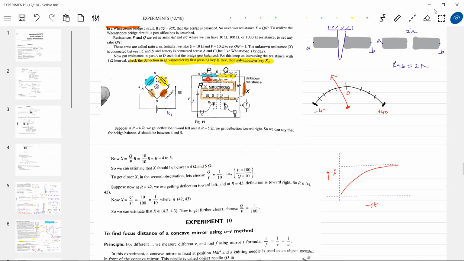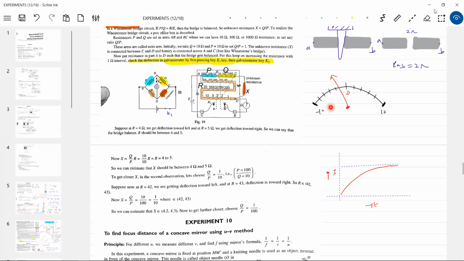Next, I will increase the ratio arm. Q by P, I'll make it 1 by 10. Then for R, I'll start directly from 40, or you select some 100. The deflections will be much easier. So for 35 ohm, the deflection will be here. 35, 36, 38, 40, somewhere 42 will be here. If I increase further, 43, 44, 45, 50 will be here.